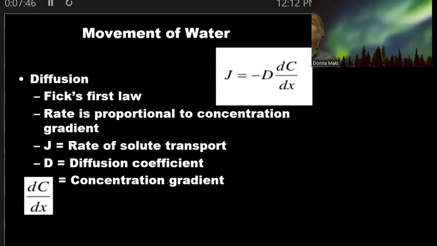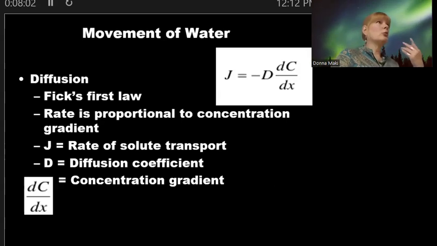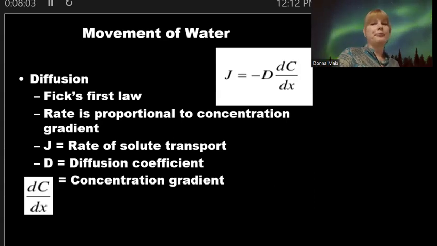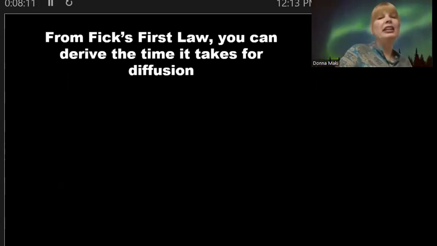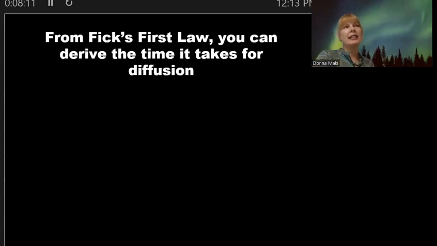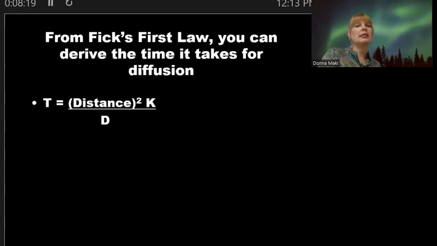So they were looking at how water and its dissolved minerals move around in the plant, and they had to get into the very basics of this idea, and they were doing some calculations. They could measure water flow through the xylem, for example, and if you take Fick's first law and do a derivation of it, you can solve for how long it takes for something to diffuse across some distance. Okay, so this is the equation. And again, I'm not going to ask you to do that.